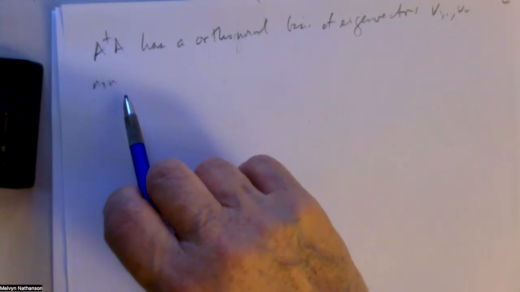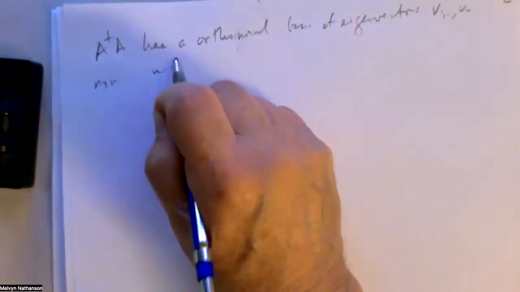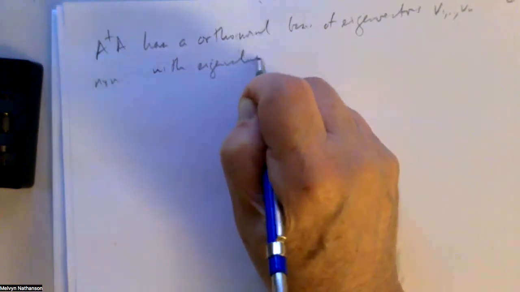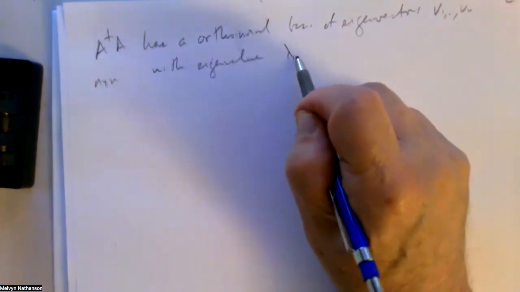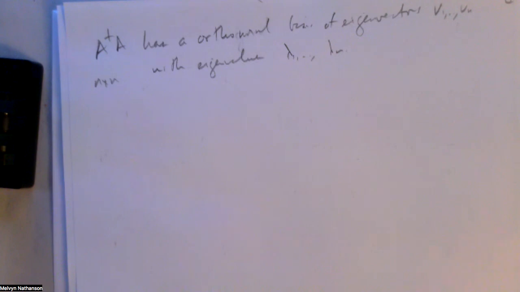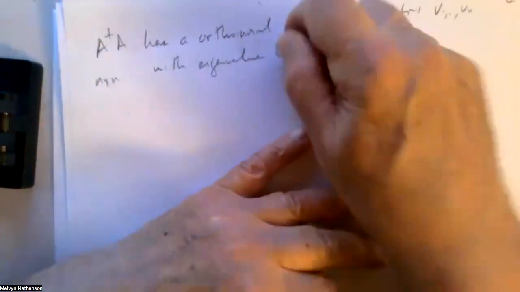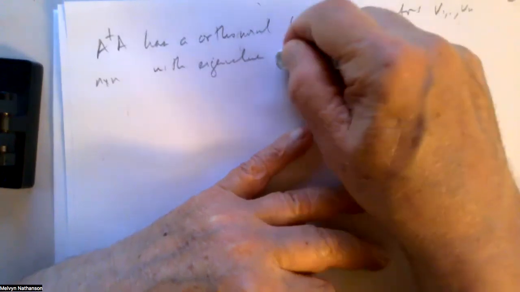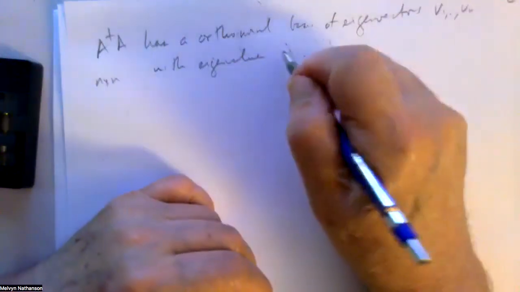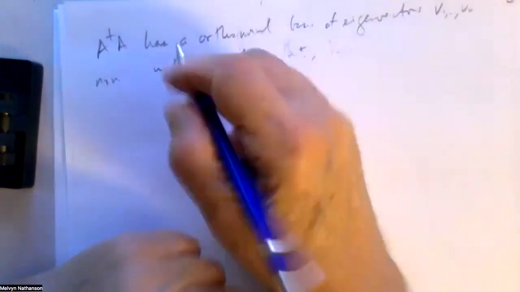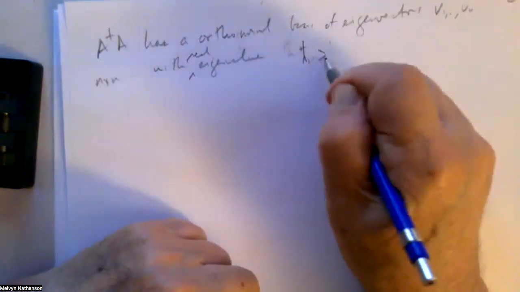So A transpose A has an orthogonal basis of eigenvectors with eigenvalues lambda 1 up to lambda n. And I can rearrange the vectors so that it's an orthogonal basis of eigenvectors with eigenvalues that are real. They're real numbers, they're not complex numbers. So I can write them in decreasing order.